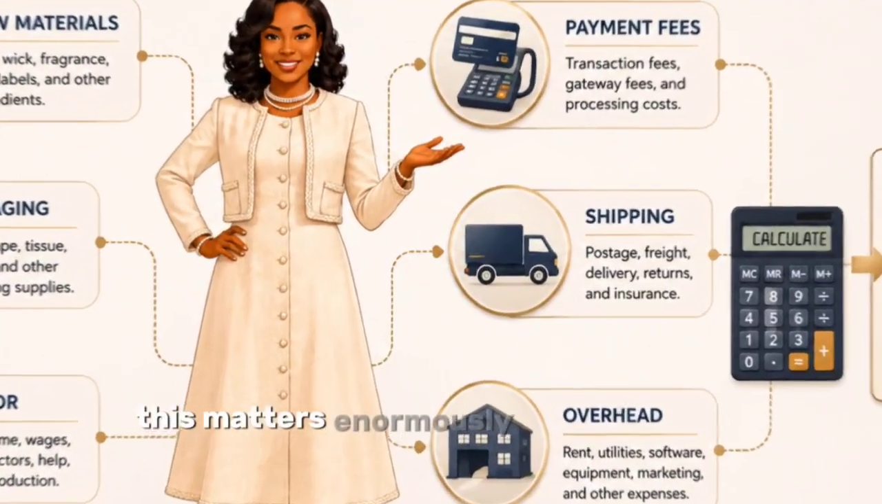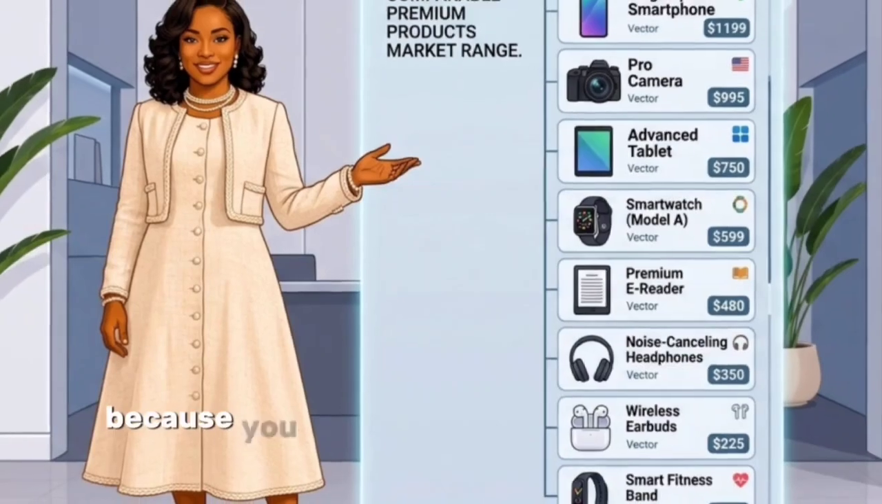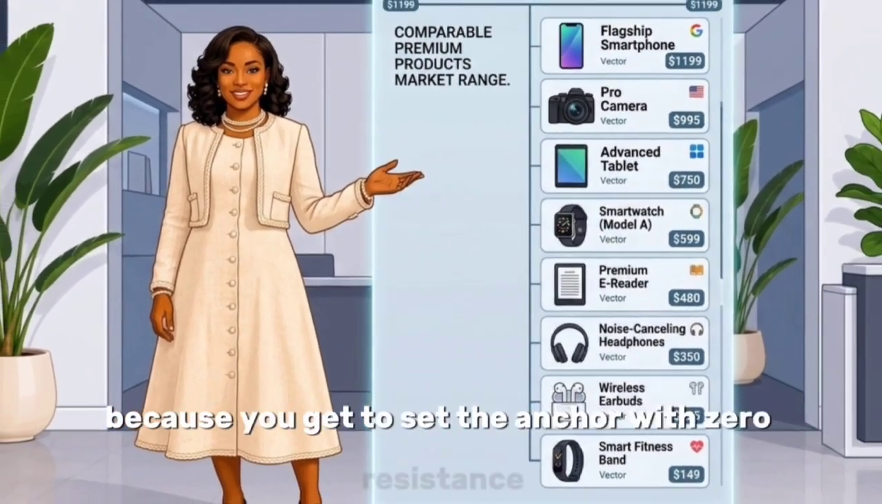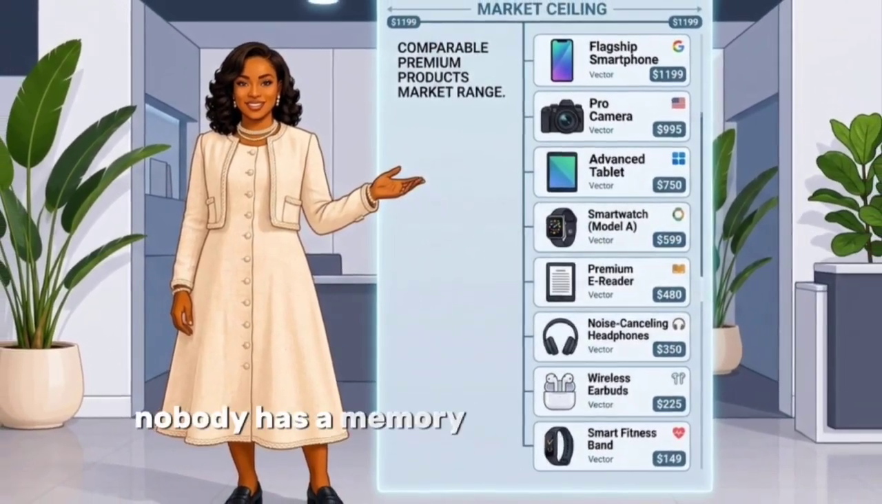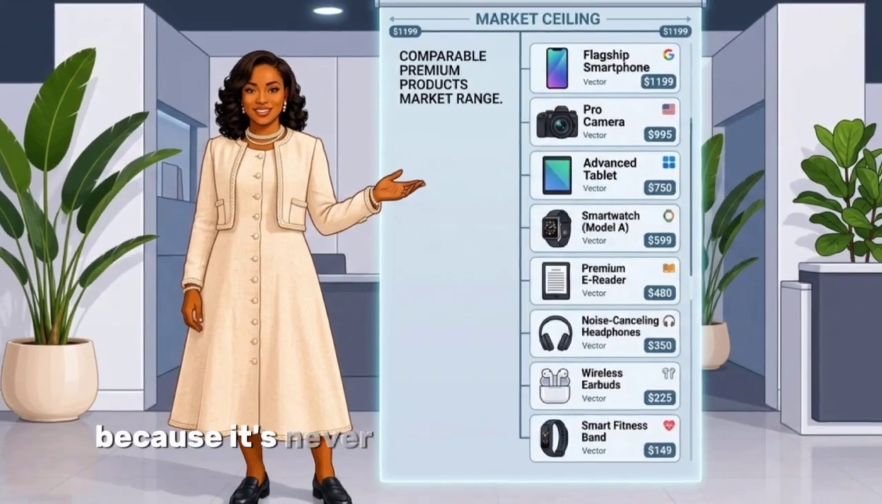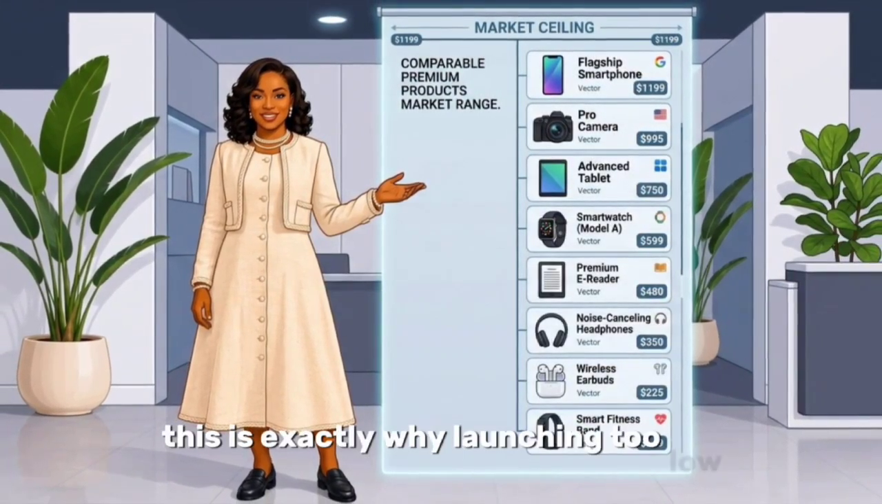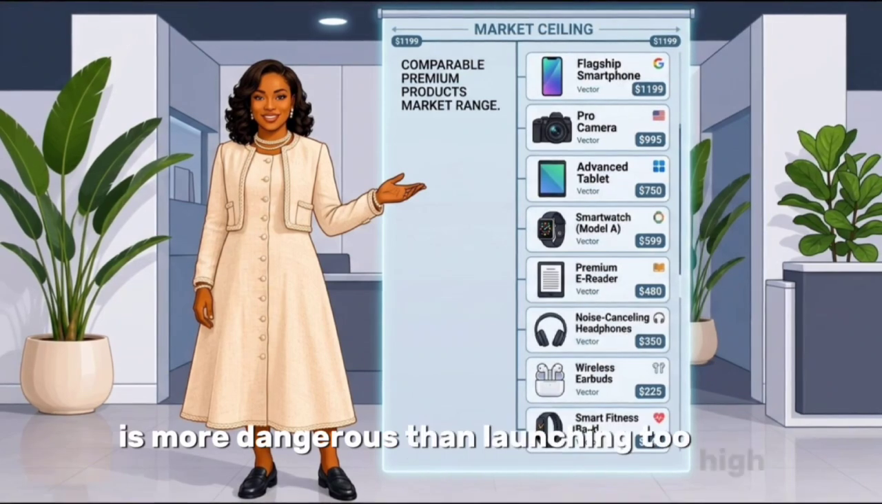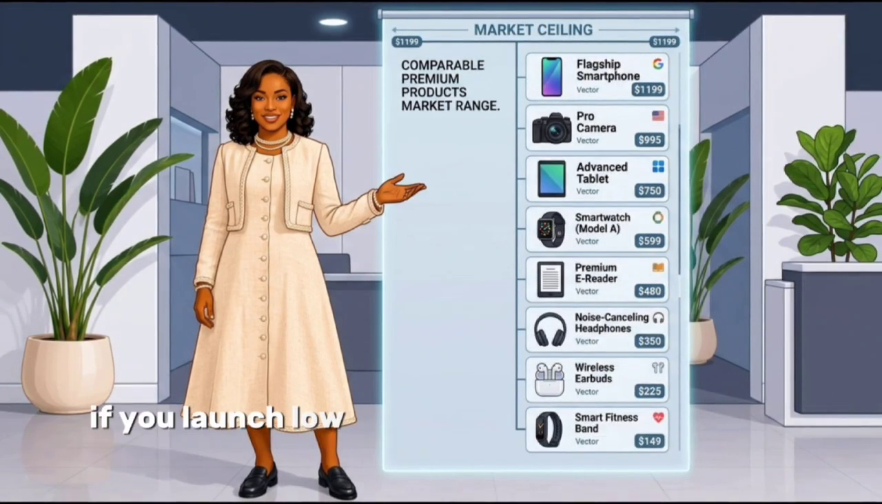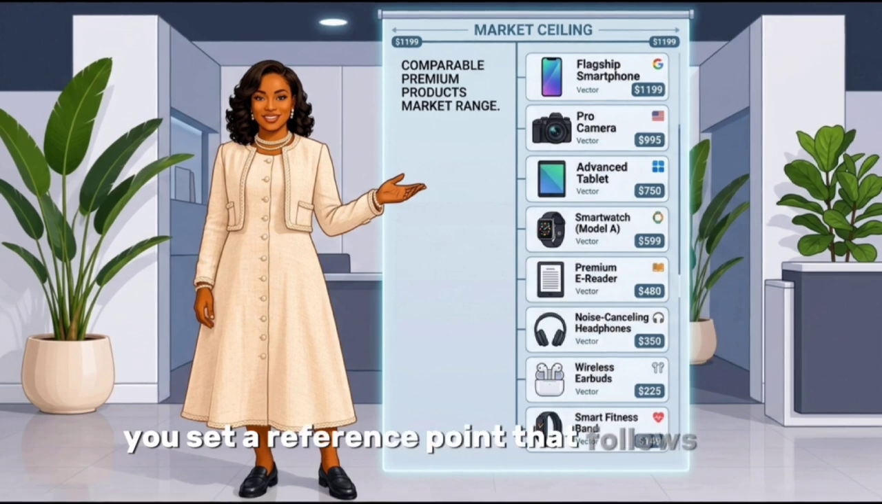This matters enormously for a first-time product because you get to set the anchor with zero resistance. Nobody has a memory of what this thing should cost because it's never existed before at any price. This is exactly why launching too low is more dangerous than launching too high. If you launch low, you don't just lose margin on day one, you set a reference point that follows you.